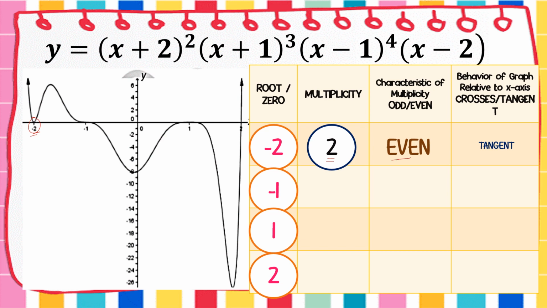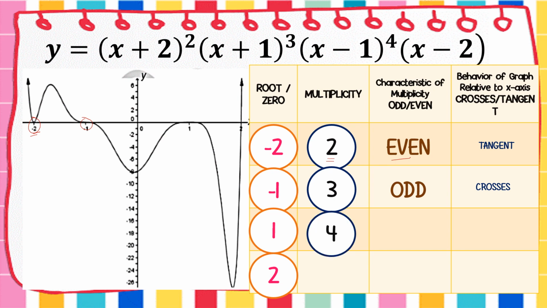How about negative 1? Sabi natin kanina, si negative 1 ay root of multiplicity 3. And what is 3? 3 is odd. Now, observe. Ito si negative 1. Ano nangyari sa graph natin? Nag-touch lang ba siya kay x-axis o nag-cross? Yes, nag-cross. Next, positive 1. Si 1 ay root of multiplicity 4. And what is 4? 4 is even. And observe that ito si 1. Nag-cross ba siya ng x-axis o nag-touch lang? Nag-touch. Ay, sorry. Oo nga, nag-touch.